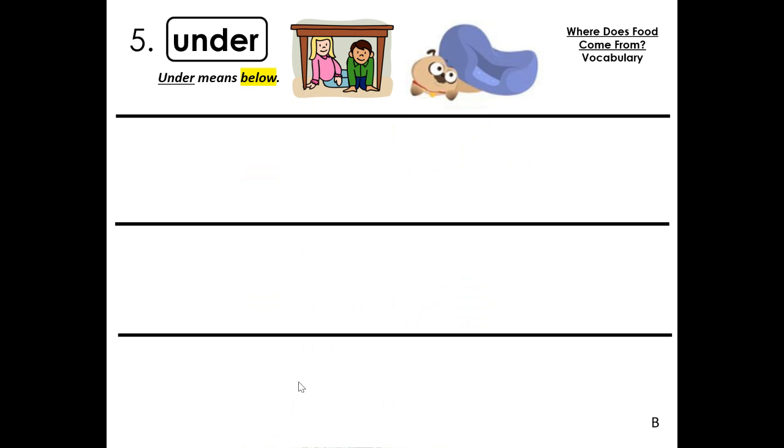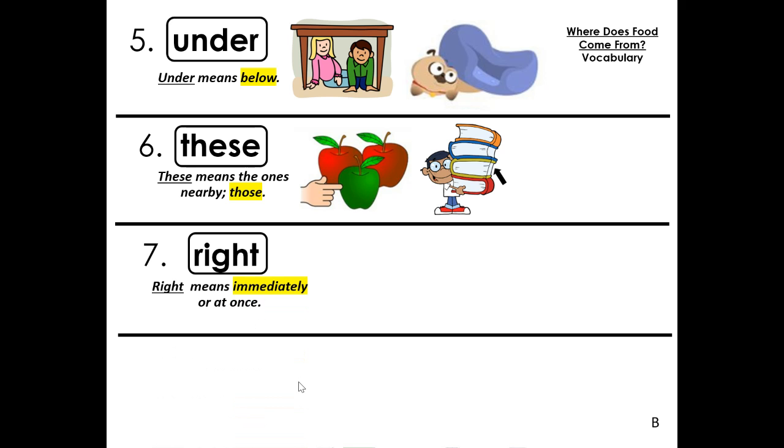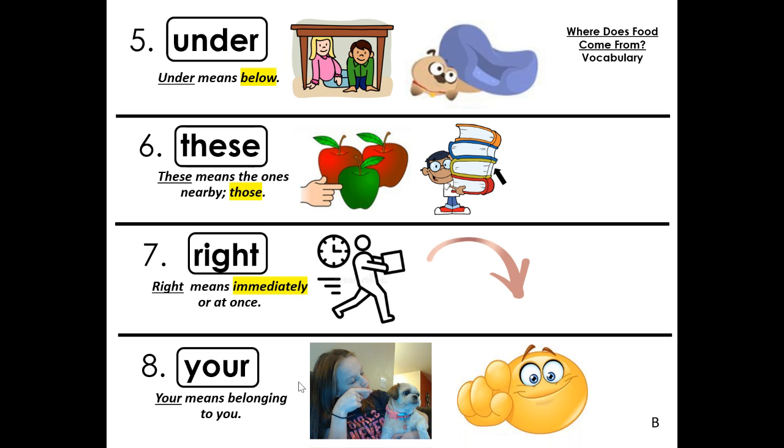Number 5, under. Under means below. Number 6, these. These means the ones nearby. You could also say those. Number 7, right. Right means immediately or at once. Number 8, your. Your means belonging to you. And again, this is a good place to push pause.